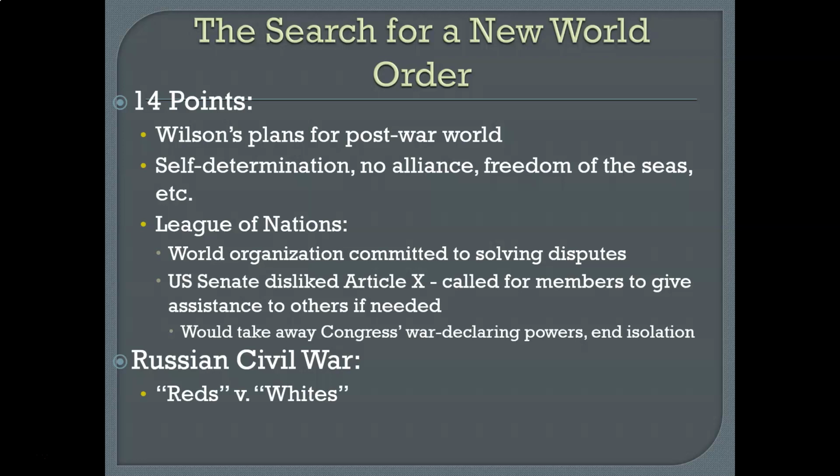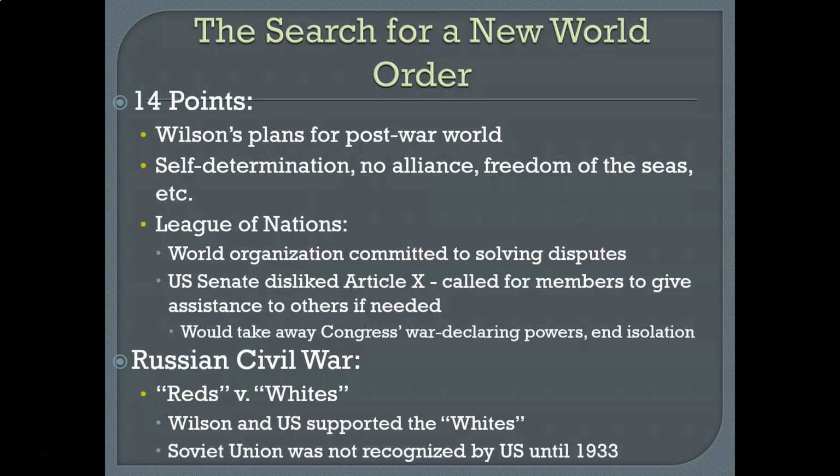Now, you also have the Russian Civil War going on during this time, the Reds versus the Whites, and Wilson and the U.S. supported the Whites, okay, in this revolution. Let's see if I can find it in your text. Hold on one second. All right, I thought your text went through, but I cannot seem to find it.